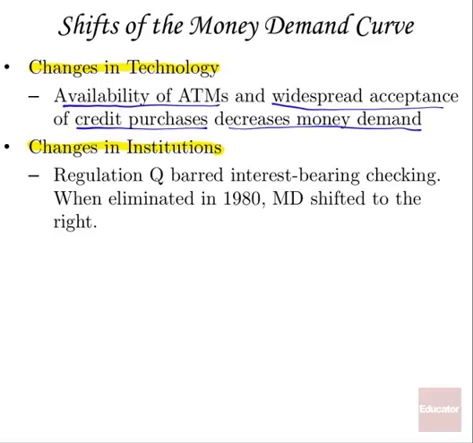And finally, this isn't going to be a huge thing, but it's good to know. Regulation Q barred interest-bearing checking. So when this was eliminated in 1980, the money demand shifted to the right. When interest-bearing checking accounts were allowed, people held more money because they didn't have this restriction, so that increased the money demand.